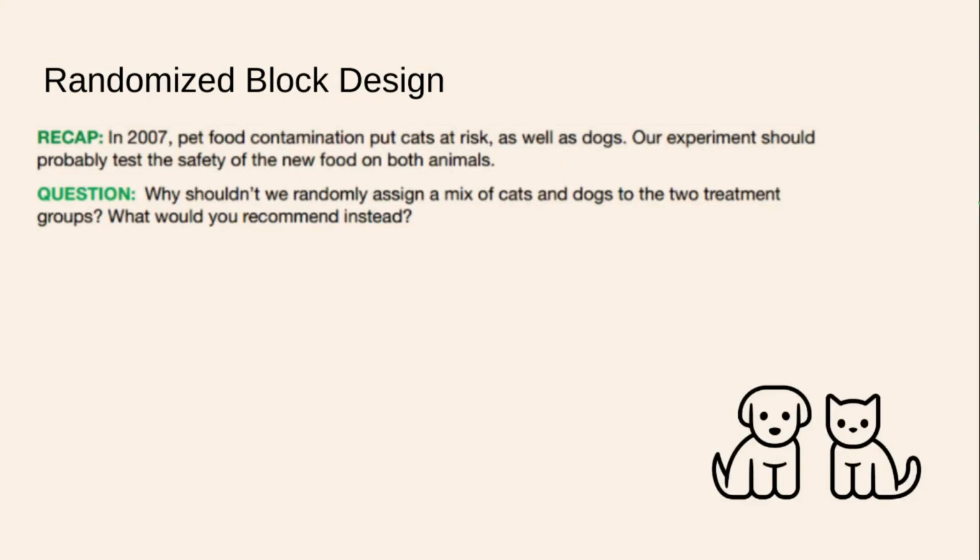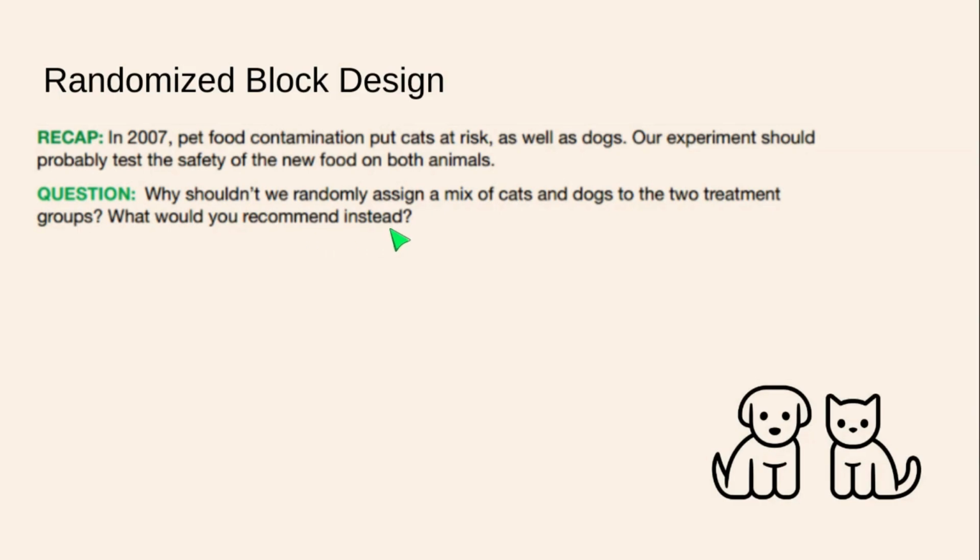So let's apply our randomized block design in another example. So in 2007, the pet food contamination put cats at risk as well as dogs. How unfortunate. Our experiment should probably test the safety of the new food on both animals. Absolutely, don't want any of our pets getting sick. So why shouldn't we randomly assign a mix of cats and dogs to the 2 treatment groups? What would you recommend instead?